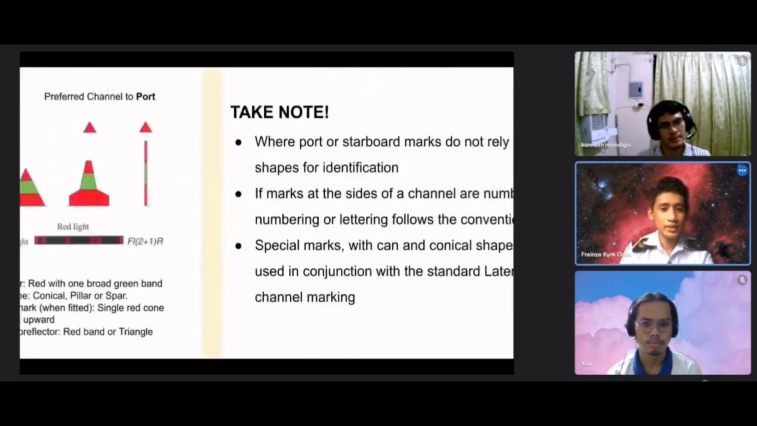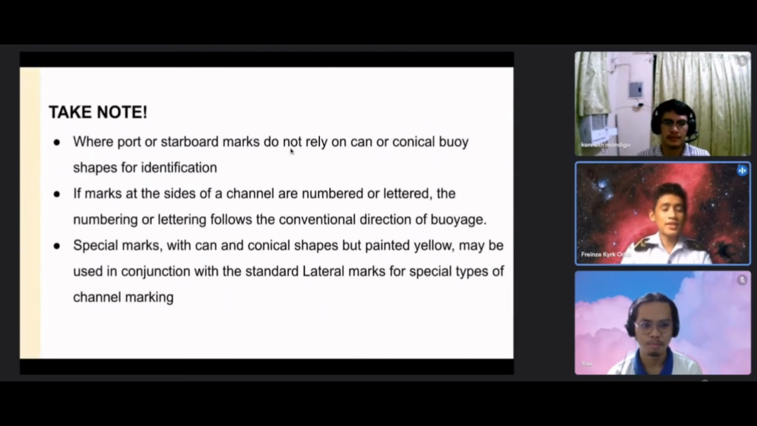Next slide, please. So now let's take note of the following. Port or starboard marks do not rely on can or conical buoy shapes for identification. Next, if marks are at the side of a channel, they are numbered or lettered. The numbering or lettering follows the conventional direction of voyage. And lastly, special marks with can and conical shape painted yellow may be used in conjunction with the standard lateral marks for special types of channel marking.